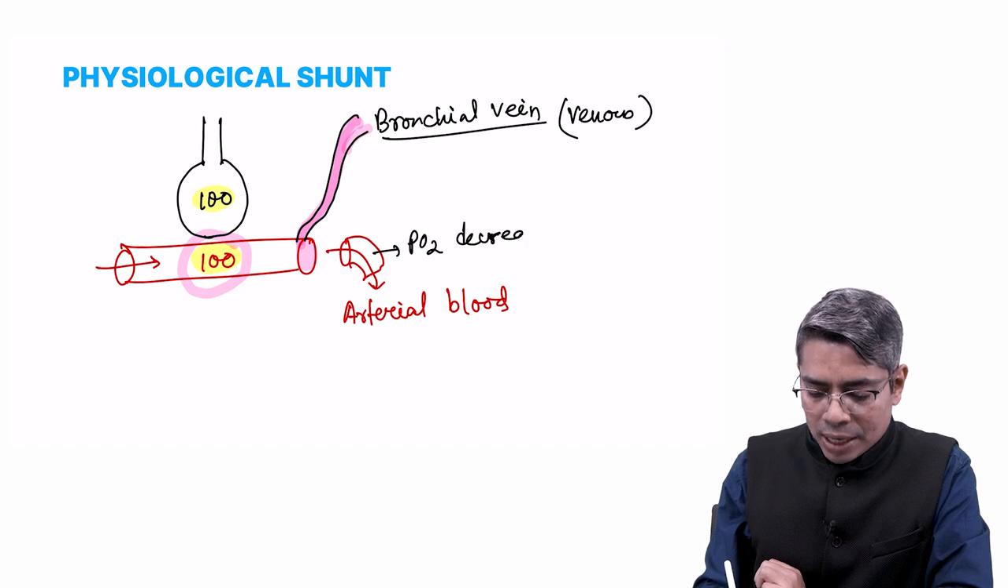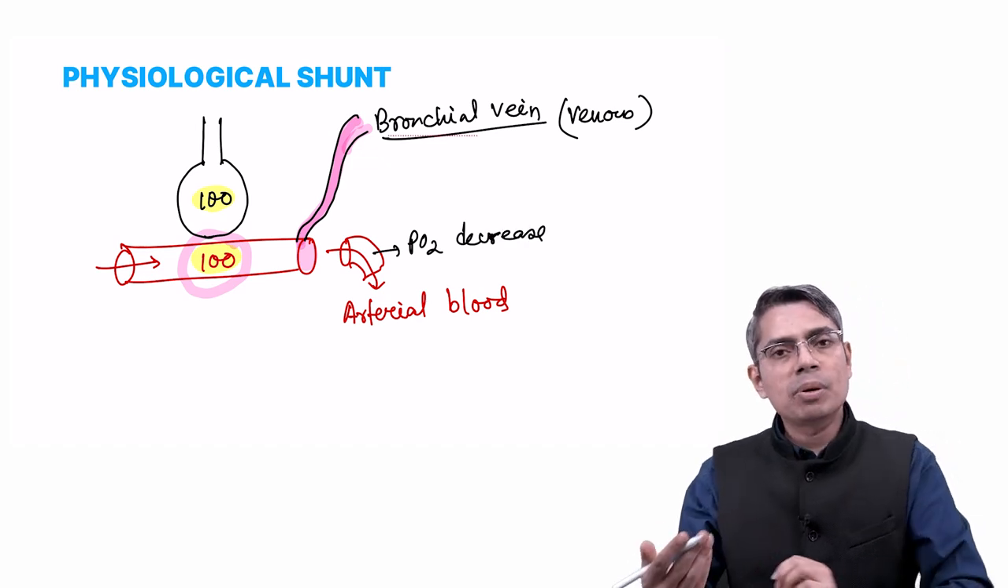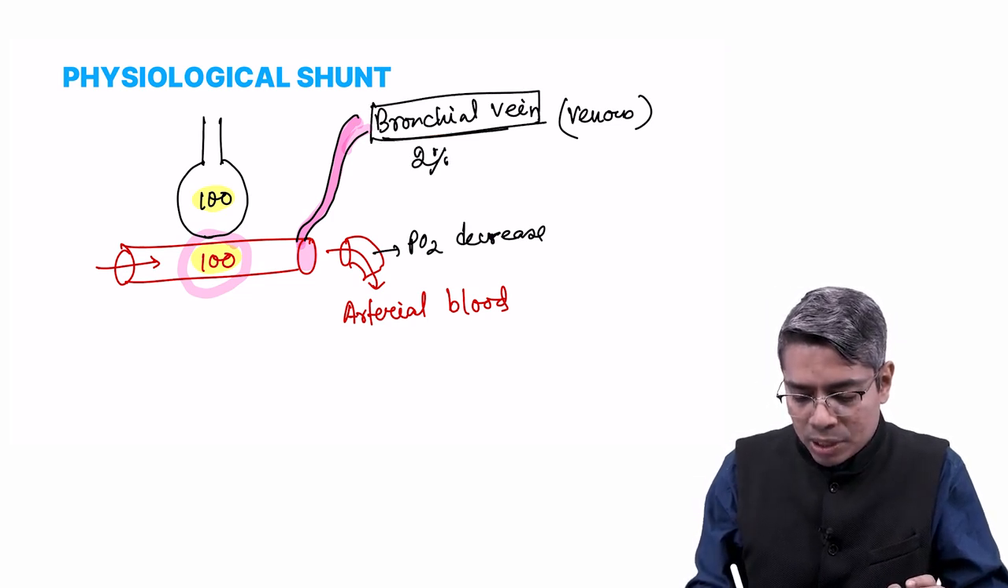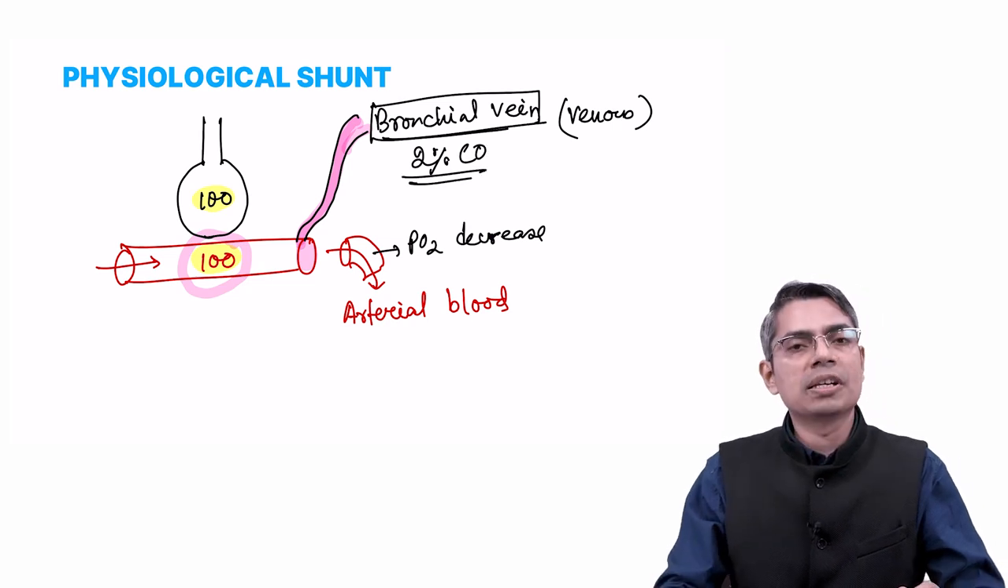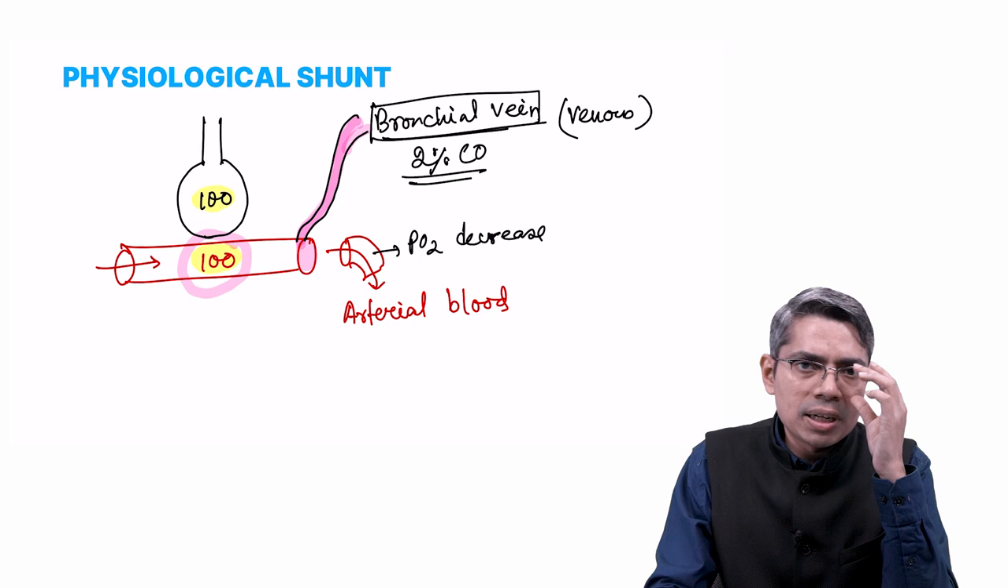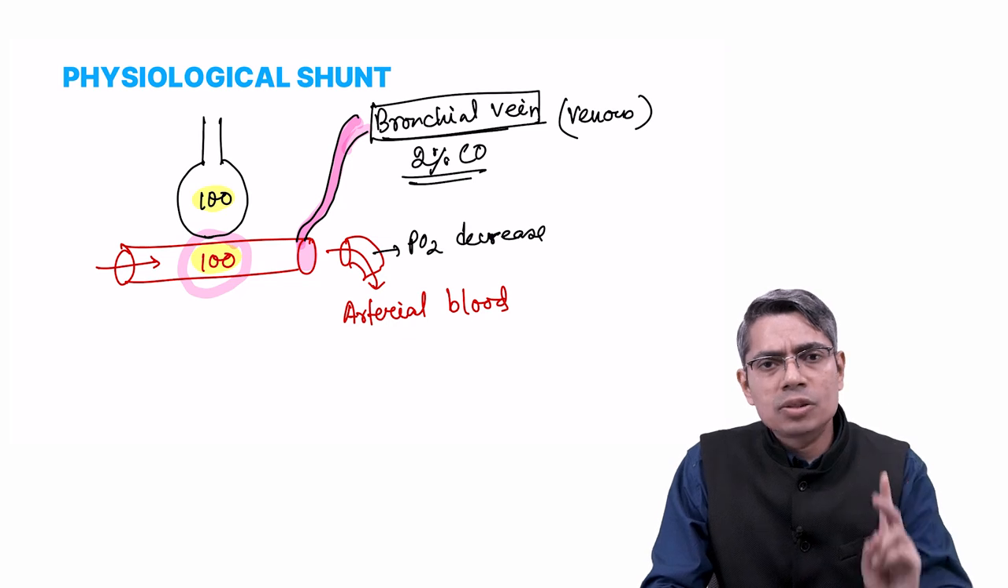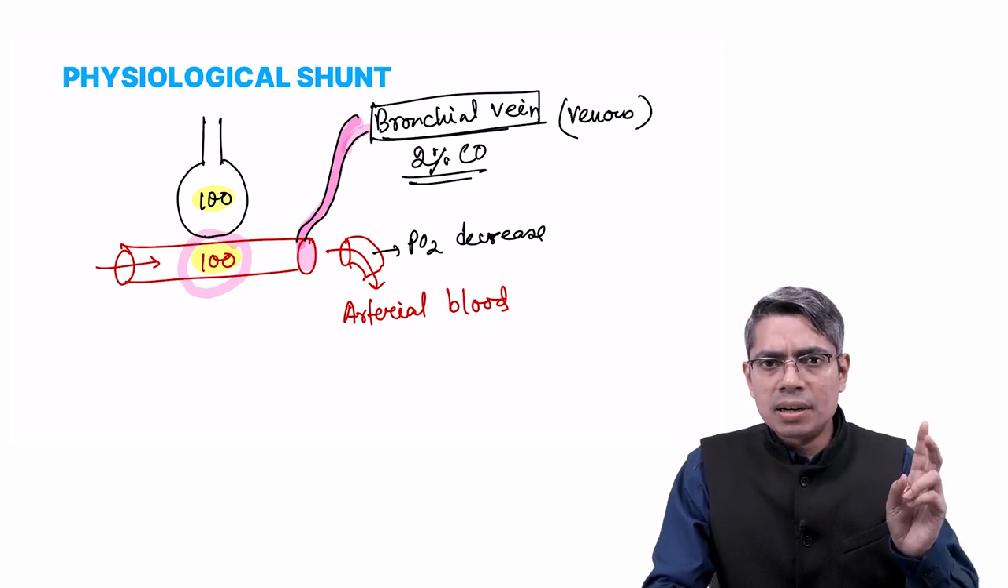Okay, but look at the total amount of blood which is flowing through this bronchial vein. It is only 2% of the total cardiac output of our body. So, a very small amount of blood is coming through this bronchial vein. Could you correlate with this bronchial vein? I told you that the lung has a dual blood supply. One is the bronchial artery.